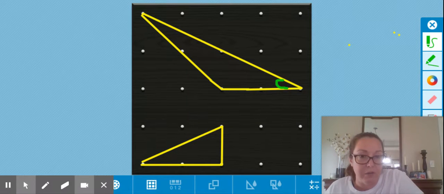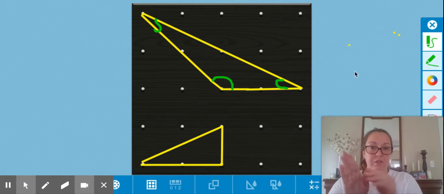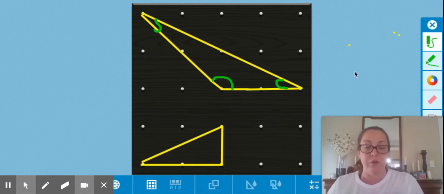Okay, so there's one angle. And then, do you see another one on this one? Down here, there's a second angle. Oop, I'm not drawing that very well. And then here's my third angle. Everywhere that two sides come together and meet, that space like that, that's the angle.